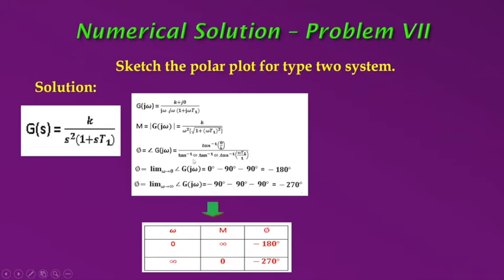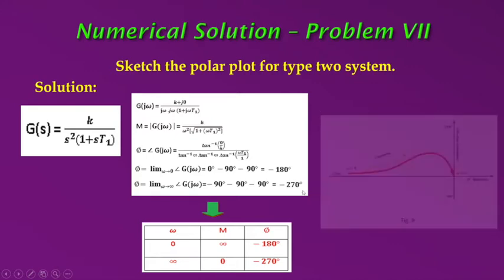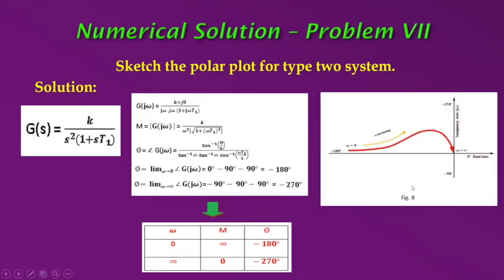And this is 0 minus 90 minus 90. So minus 180. When put omega equal to infinity, then this value is also infinity. So minus 90 minus 90 minus 90. That means minus 270. Then draw the polar plot.